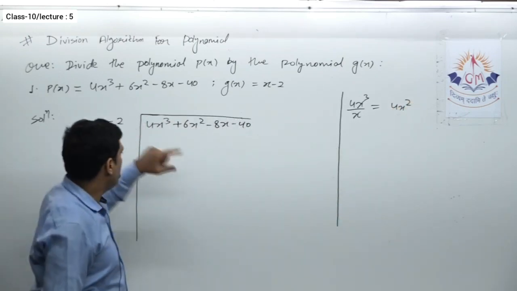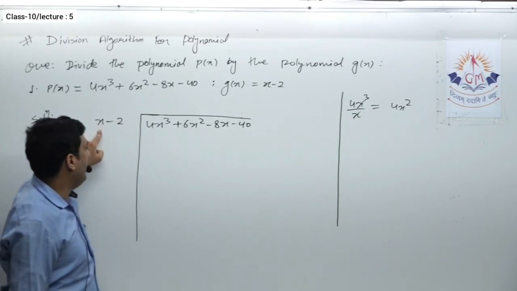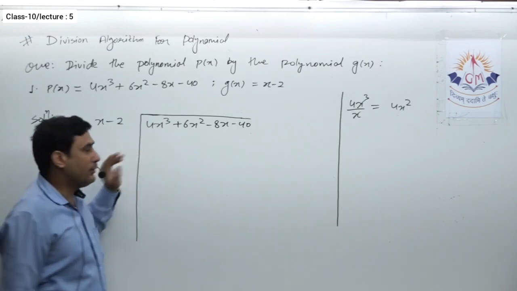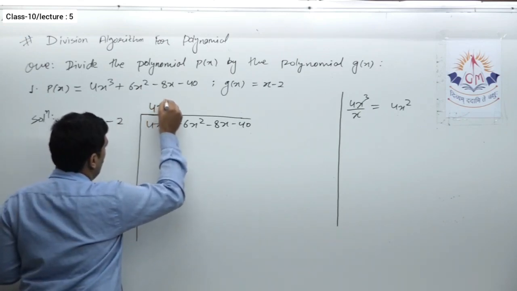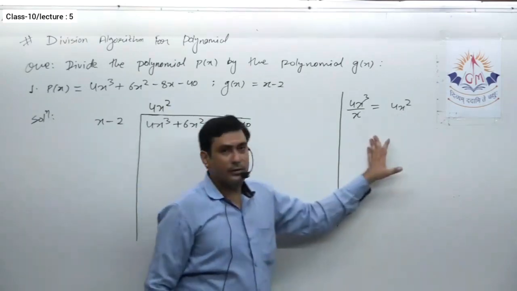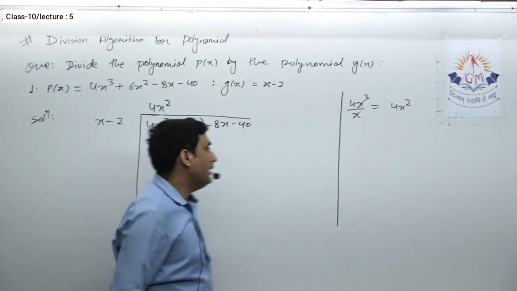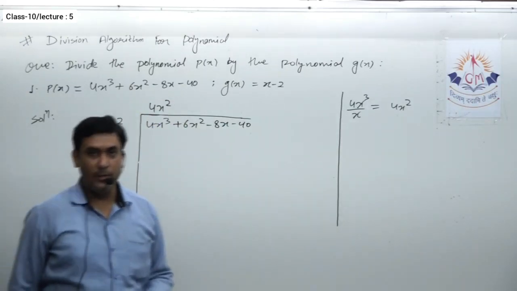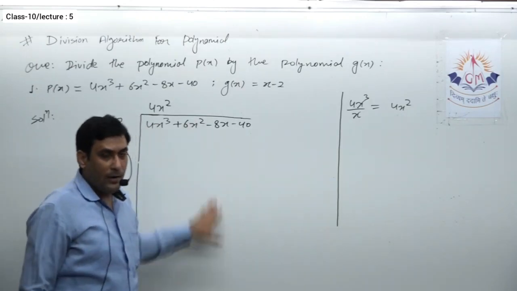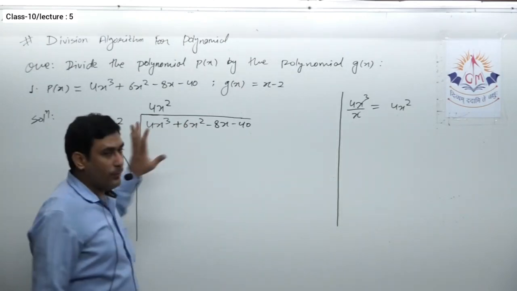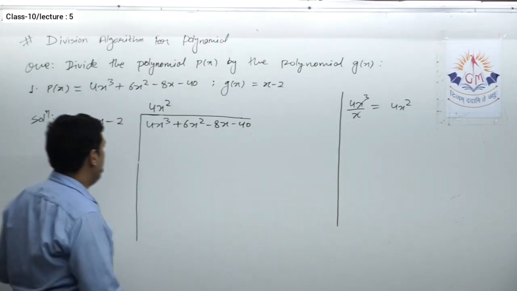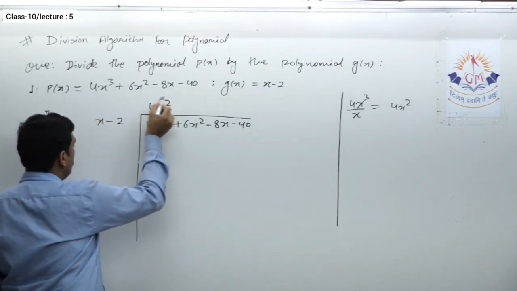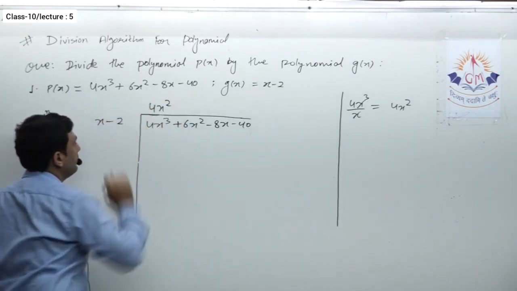Or in other words, you can see: what should you multiply with x to get 4x cube? The answer will be 4x square. Either do it this way or that way, you will get the same thing. So here we got the first term of the quotient. That is my second step: after writing the dividend and the divisor polynomial in the correct format, divide the first term of the dividend by the first term of the divisor to get the first term of the quotient.